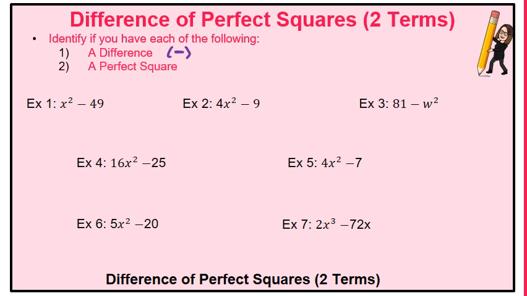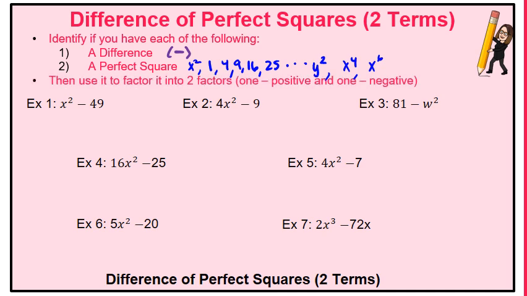You need a perfect square. What's an example of a perfect square? That's going to be x squared. That's going to be 1 times 1, 2 times 2, 3 times 3, 4 times 4, 5 times 5, and so on. So those are all perfect squares. You could even say y squared, right? Any variable squared. Or I could say x to the 4th. I could say x to the 6th, okay? All of those I can square root, if you think of it that way.